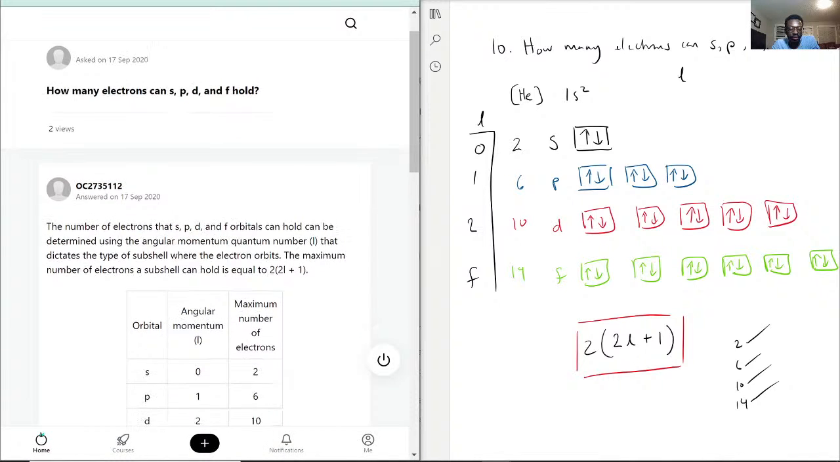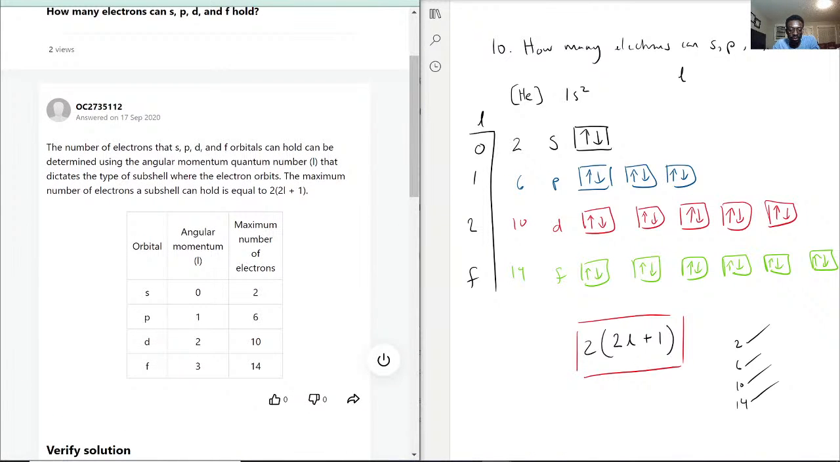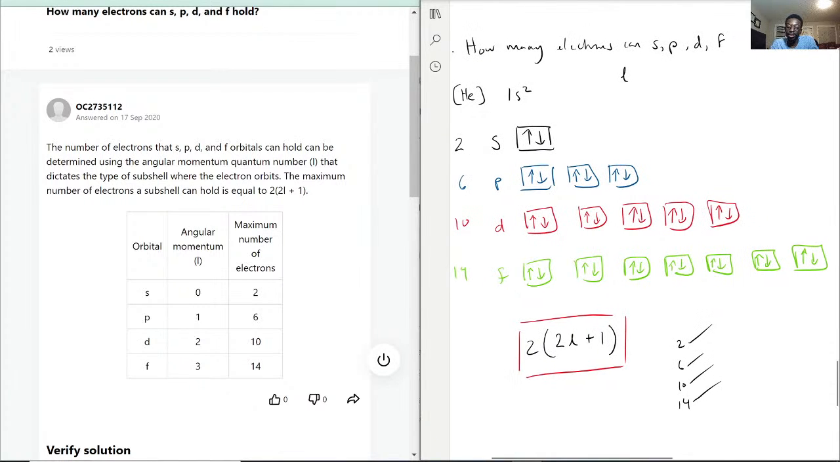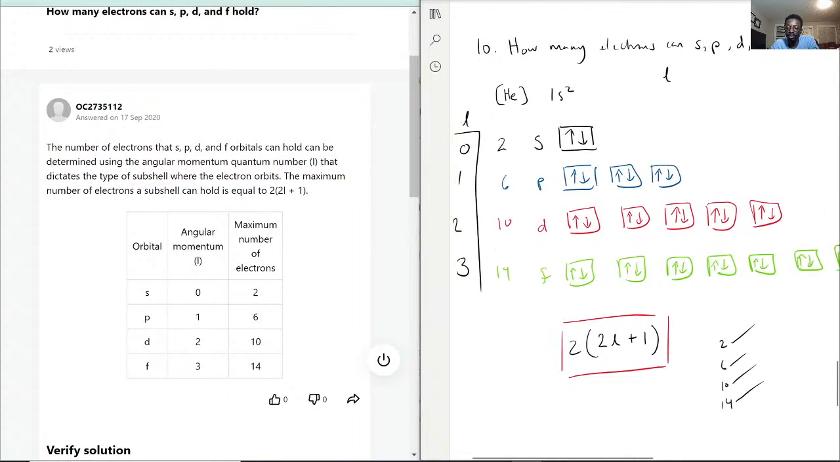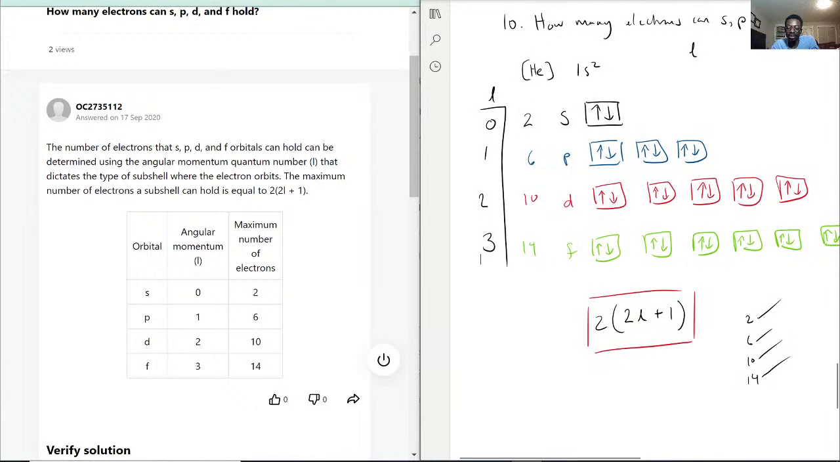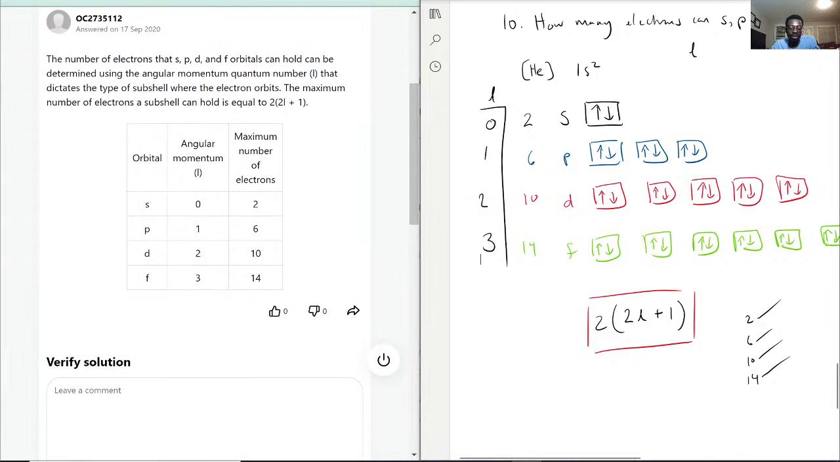Okay, and look at that. Yep, the 2L plus 1, which is the formula we have here, and S is 2, P is 6, D is 10, and F is 14. Oh wow, I put 0, 1, 2, F. I don't know why I did that. 0, 1, 2, 3. There we go. And yeah, that is the breakdown, and this also shows the orbital notation of each row. So hopefully that answers your question in terms of how many electrons S, P, D, and F can hold. So with that, this is correct.